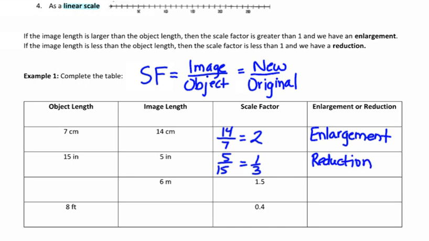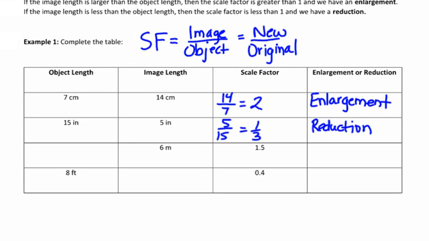Now these ones are a little bit different. We're given our scale factor and our image length in this first one. What did we start with? So what did I multiply by 1.5 in order to get 6? So we'll need to do some work for that one. So 6 over, so image length over your object. So 6 over what object gave me 1.5? You can say over 1.